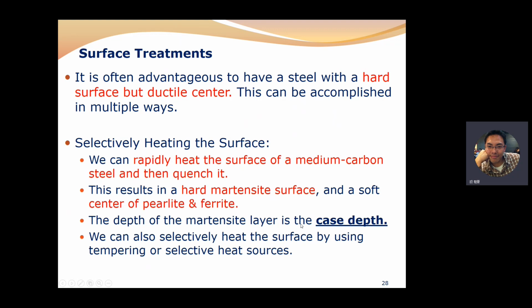Okay, selectively heating the surface, so we can rapidly heat the surface of the medium carbon steel and then quench it, and this results in a hard martensite surface and a softer center of pearlite and ferrite. And the depth of the martensite layer is the case depth. Okay, case depth. It depends on your application, how thick of a hardened layer you want. Okay, and we can also selectively heat the surface by using tempering or selective heat sources.